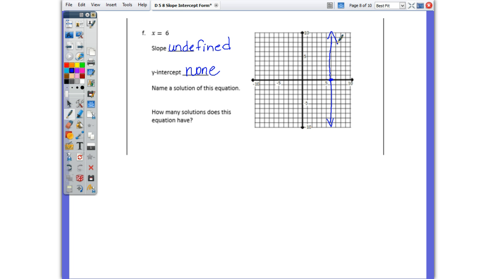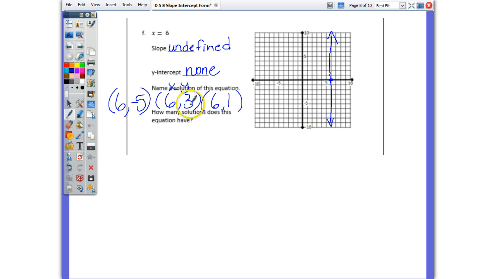What's the solution of that equation? Give me any solution along that line. Blurt one out. 6, 3. 6 and 3. Give me another one. 6, 1. 6 and 1. One more. 6, negative 5. All excellent answers. Because this is my x, this is my y.